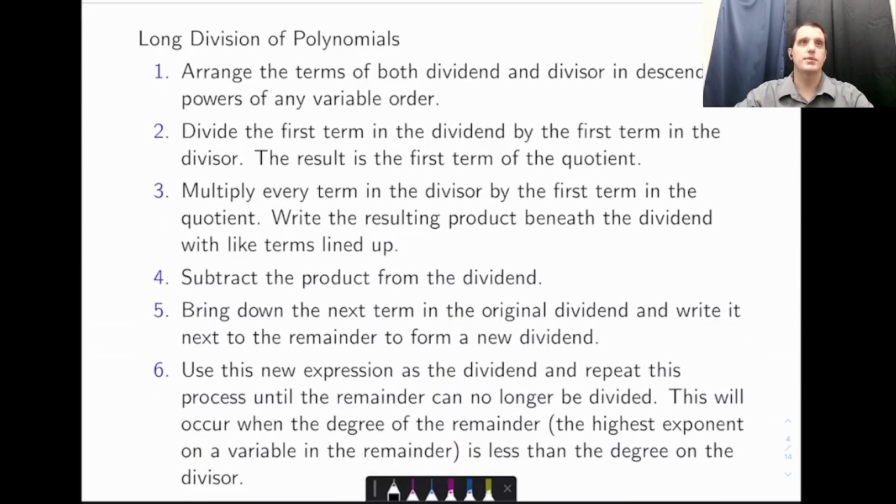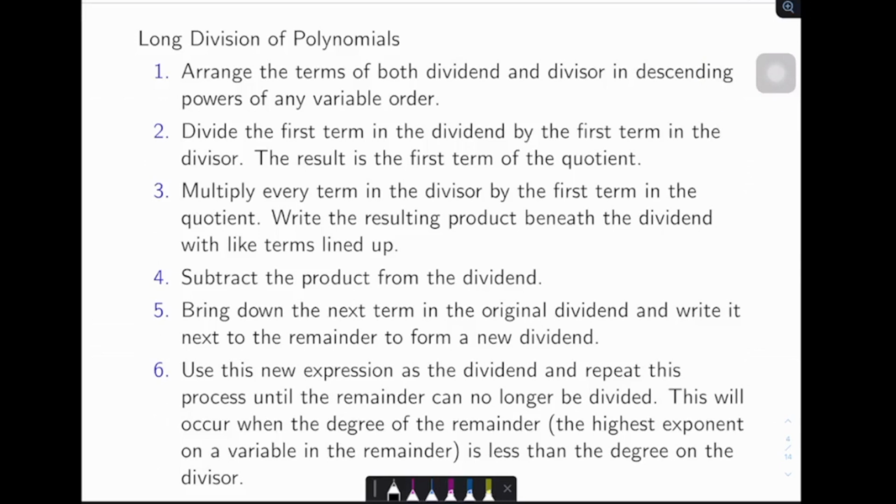All right, make my face disappear because we've got lots of words here. Long division of polynomials. Arrange the terms of both dividend and divisor in descending powers of any variable order. So highest power on the left, lowest power on the right. Divide the first term of the dividend by the first term in the divisor. The result is the first term in the quotient. So that was the first thing I did there, where I had x squared divided by x, and we got x. Step 3, multiply every term in the divisor by the first term in the quotient. So that was that second step. Write the resulting product beneath the dividends with like terms lined up. Subtract the product from the dividend.